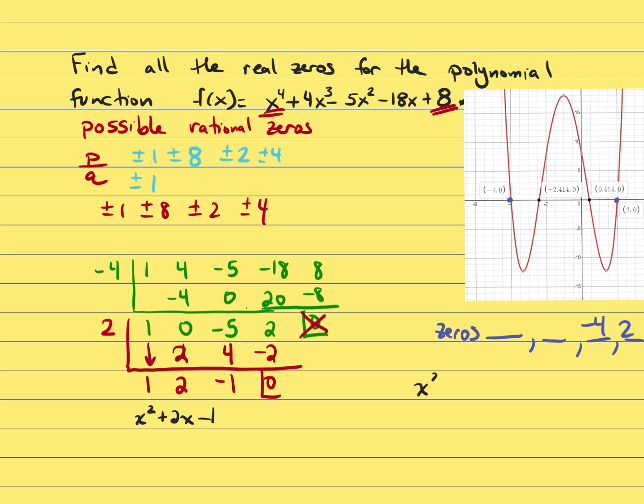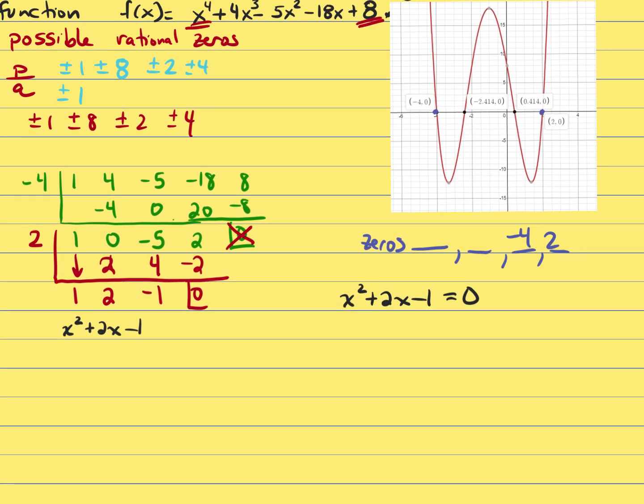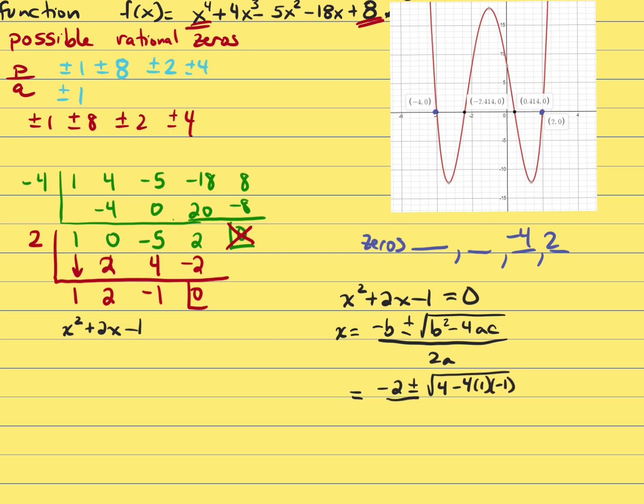So to find my other 2 zeros, all I'm going to do is figure out when this is 0. Sometimes you get lucky and you could just do the square root property. In this case, we're going to have to do the quadratic formula. So remember the quadratic formula: -b plus or minus square root of b squared minus 4ac all over 2a. So that's -2 plus or minus square root of b squared, which is 4 because that's 2 squared, minus 4 times a, which is 1, times c, which is -1, all over 2 times 1.